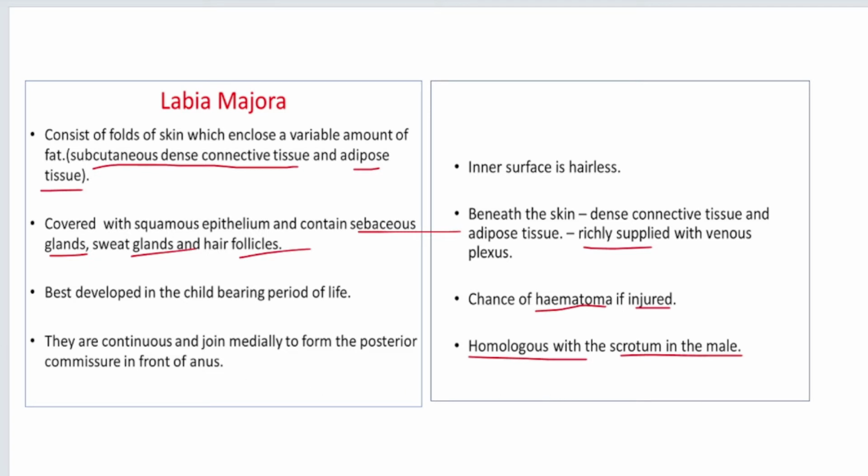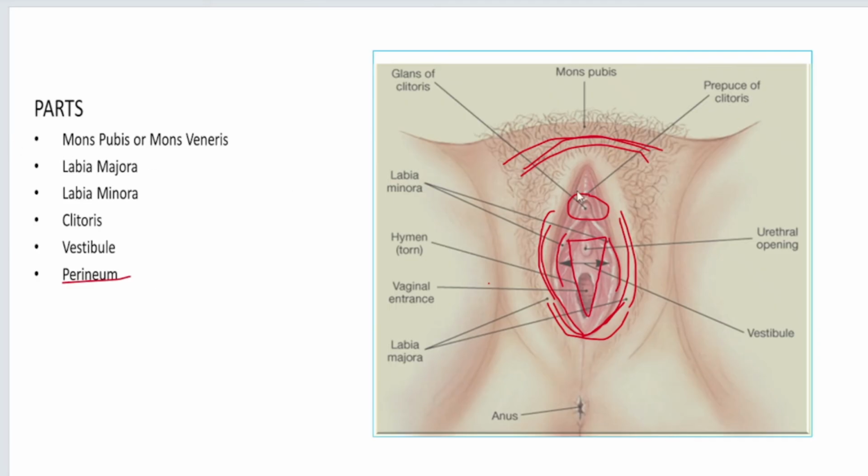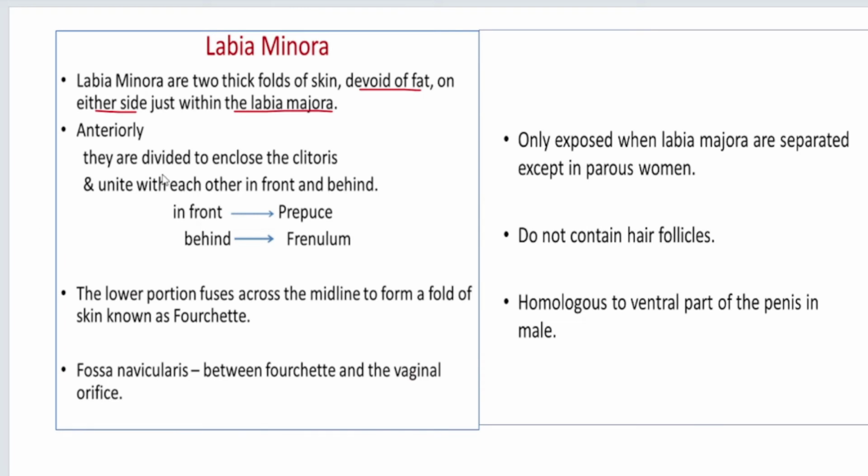Then come to the labia minora. Labia minora are two thick folds of skin, devoid of fat, on either side just within the labia majora. Come to the picture. This is the labia majora. The inner layers, if you see, these are the labia minora. These layers on both sides anteriorly enclose the clitoris. In front, they form the prepuce of the clitoris. Behind, they form the frenulum of the clitoris.